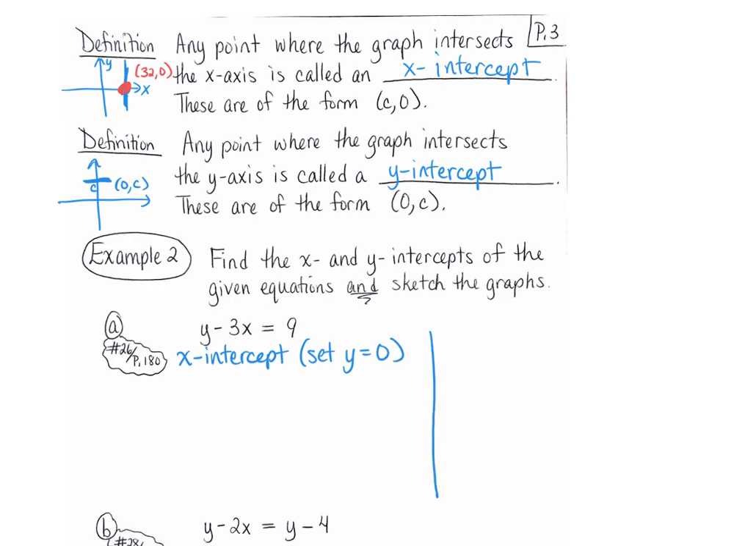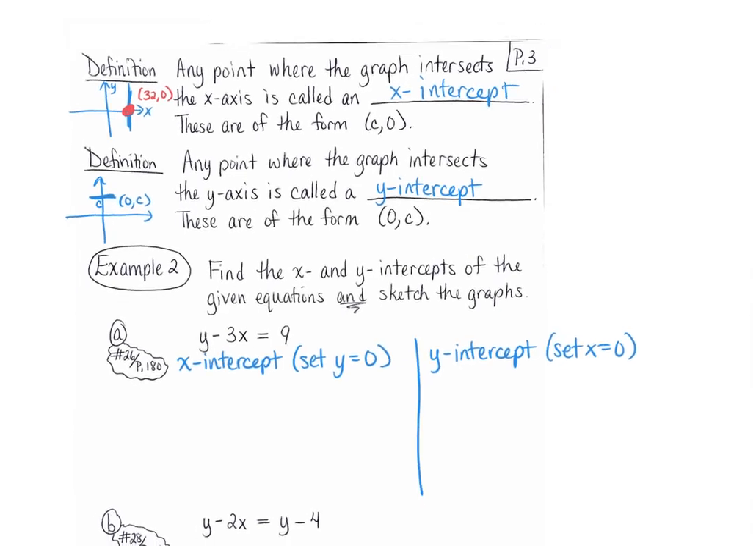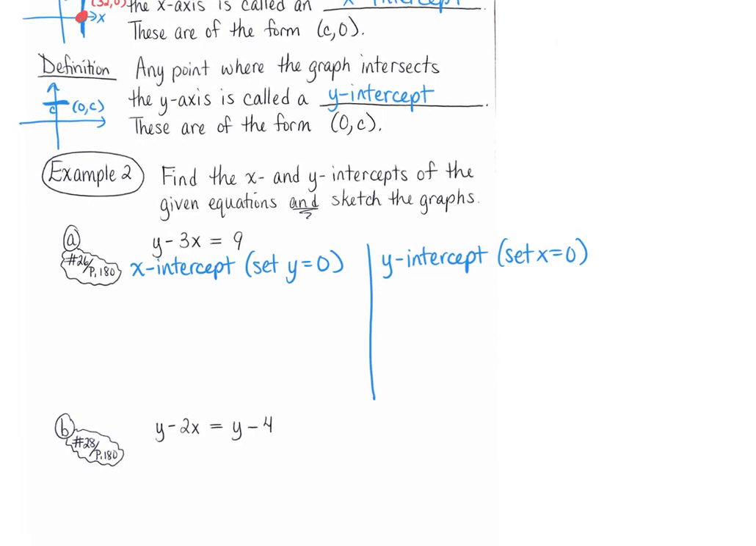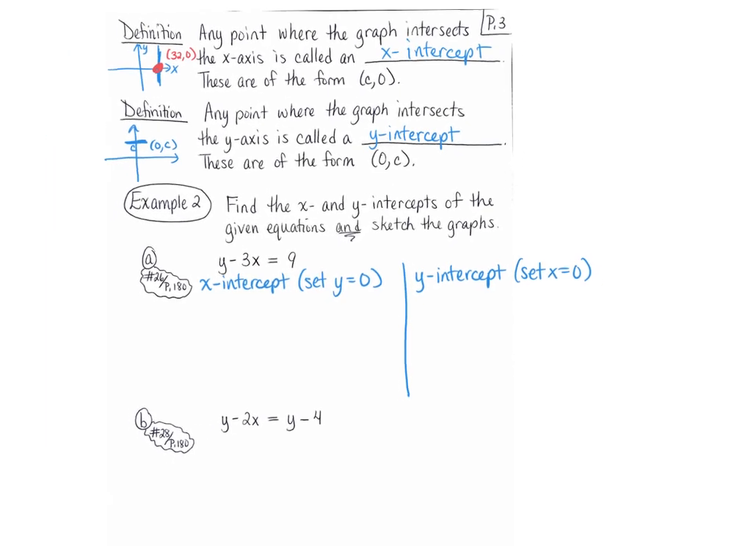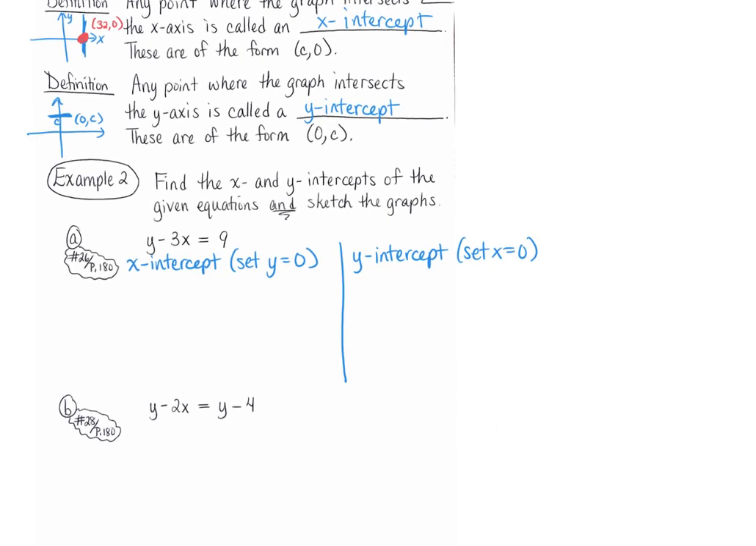And we're going to find that. But then on the other side, we're going to find our y-intercept, which means we need to set x equal to 0. Now, that's only the first part of the problem because the second part says we need to do what? Graph it, right? So graph what? The x and y intercepts.